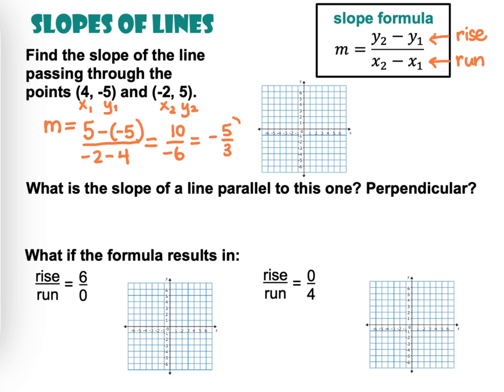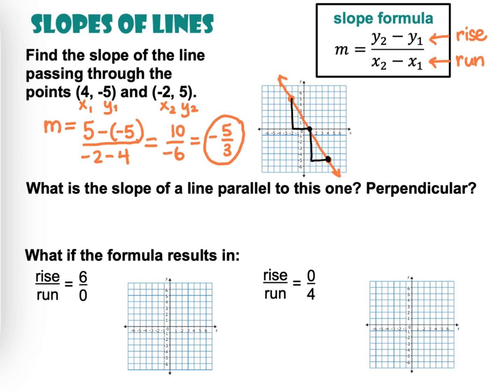-5/3. Let's look at that on the graph and just make sure it looks right. So we've got (4, -5) and (-2, 5). And that's the line we'd be thinking of. Let's just check if that -5/3 looks right now. So we're going to go down 5 over 3. We're right on the line. Down 5 over 3, right on the line. So I think that's the correct slope.